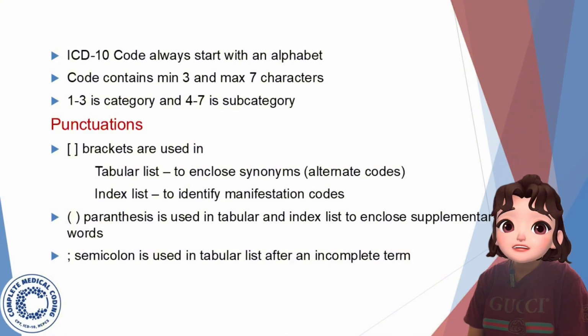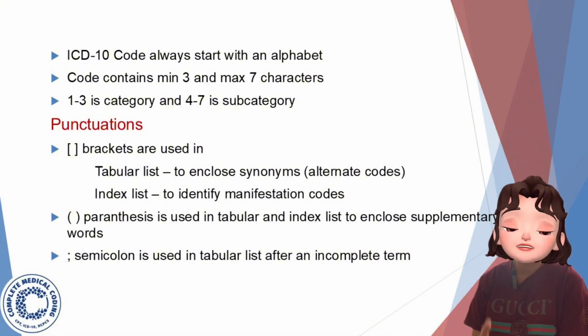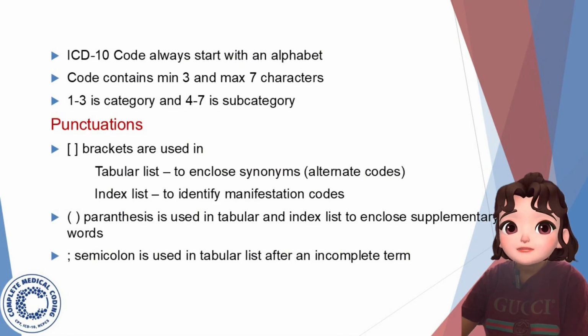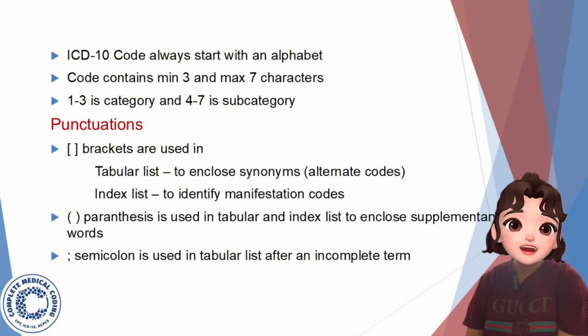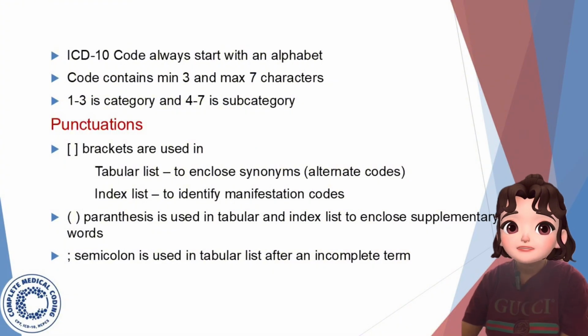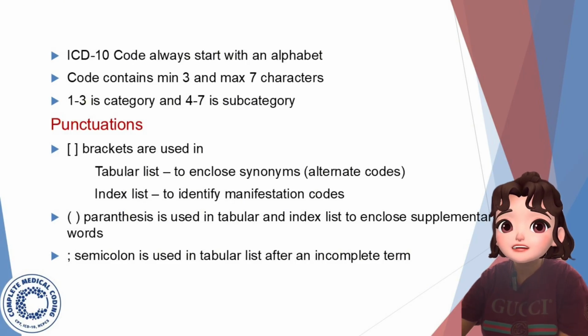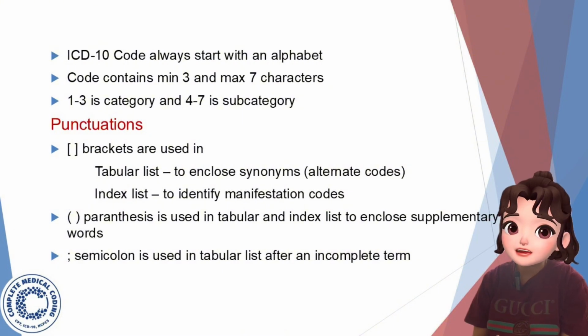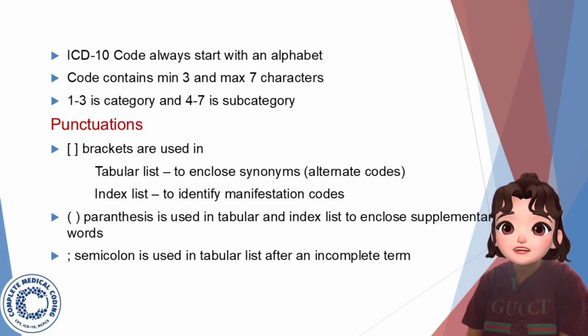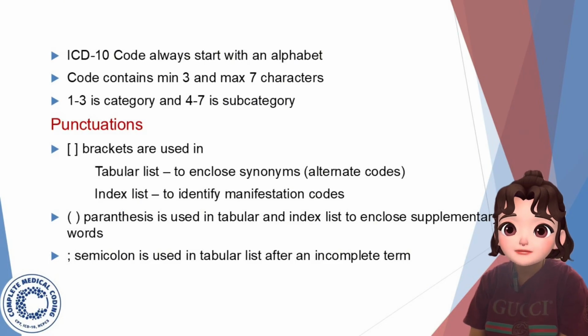Now, the ICD-10 code always starts with an alphabet. The code contains a minimum of 3 characters and a maximum of 7 characters. The first 1 to 3 characters are the main category, and characters 4 to 7 are the subcategory.